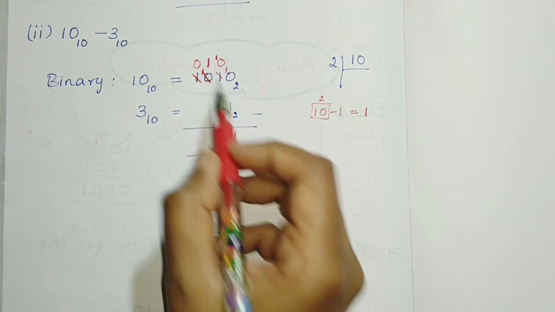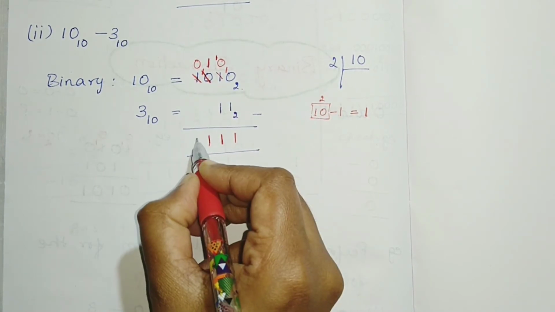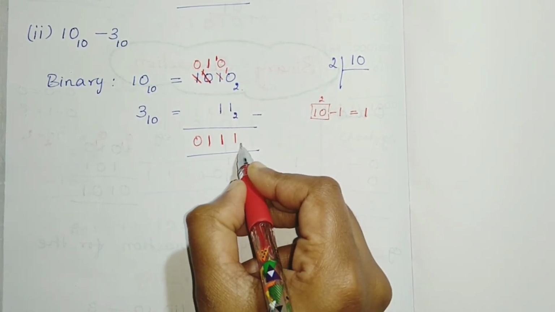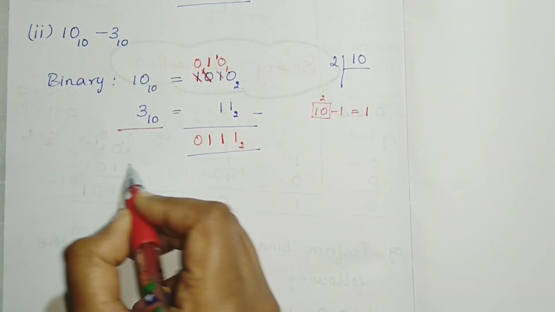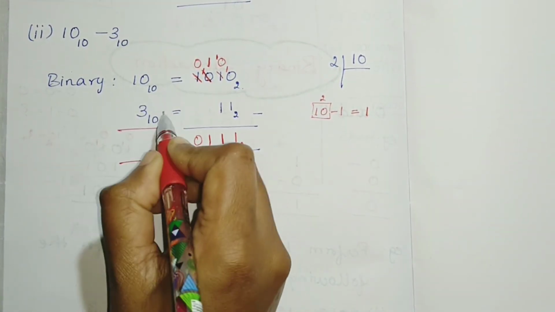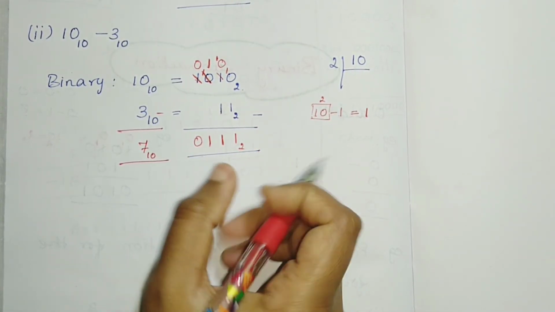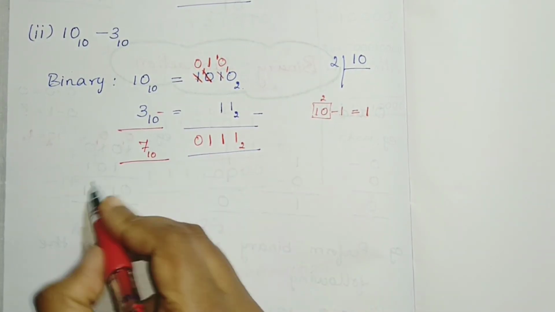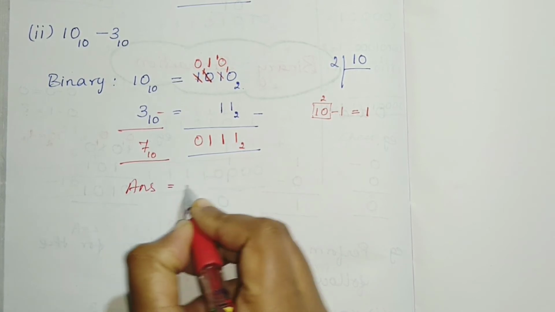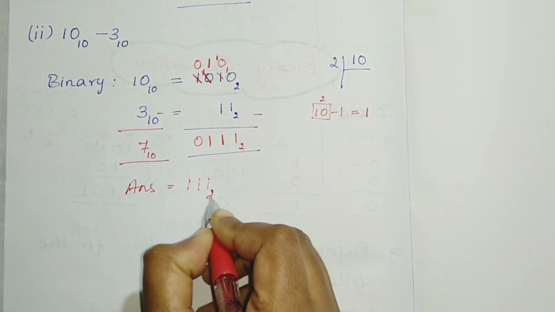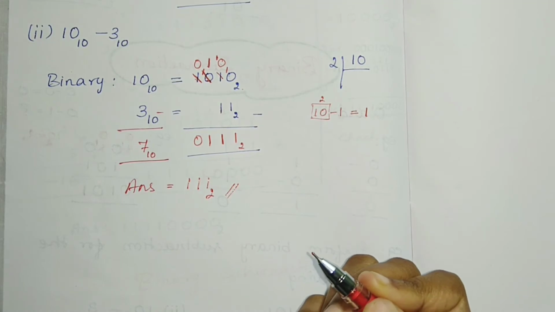And then we do have the remaining numbers 1 and then 0. So it is base 2. So 10 minus 3, when you do the subtraction for decimal, it is positive 7. So positive 7, the binary equivalent is 111 base 2. So final answer is 111 base 2.